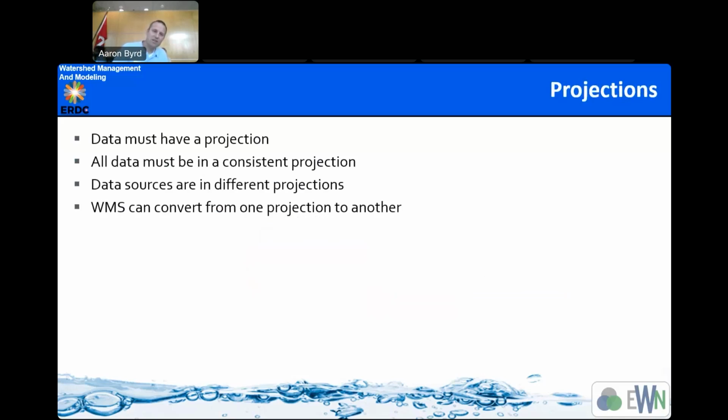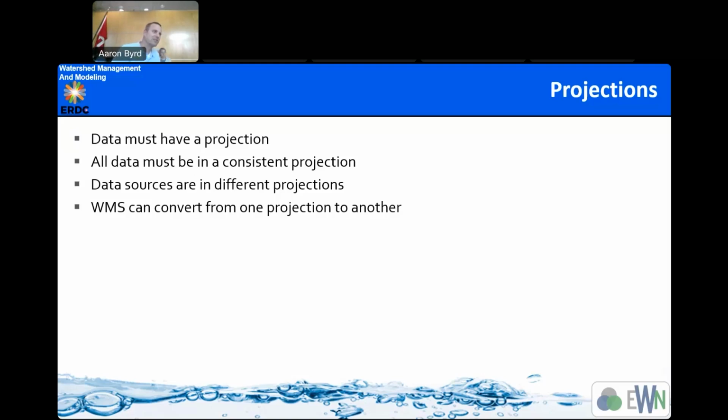And with projections, the main thing to keep in mind is all the data you have, if you're doing a real world model. Some people might have a flume model, like a hydraulic flume model, and in that case you might not be working in a specific projection. But if you're doing a real world model that's modeling some part of the world, you're going to want to work in some kind of projection.